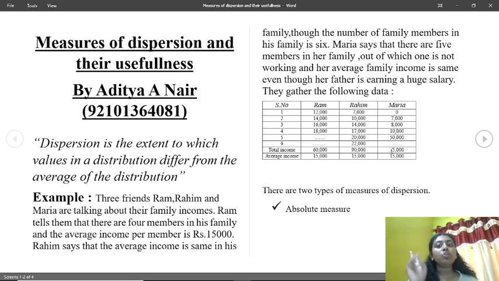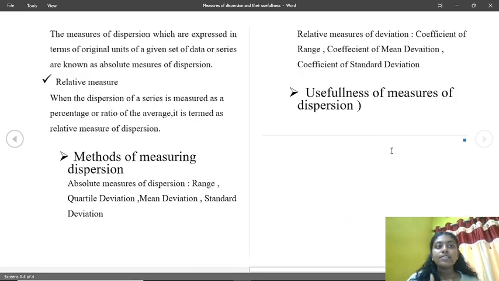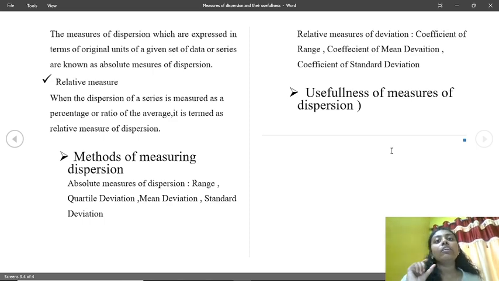There are two types of measures of dispersion: absolute measures as well as relative measures. Absolute measures are the measures of dispersion which are expressed in terms of the original units of a given set of data or series. In these, the spread is still different, but the data set will have particular units like meters, kilograms, rupees, dollars.